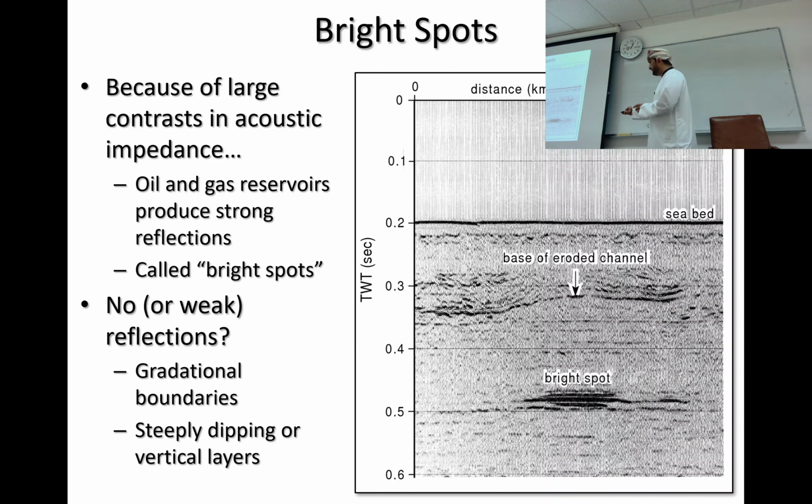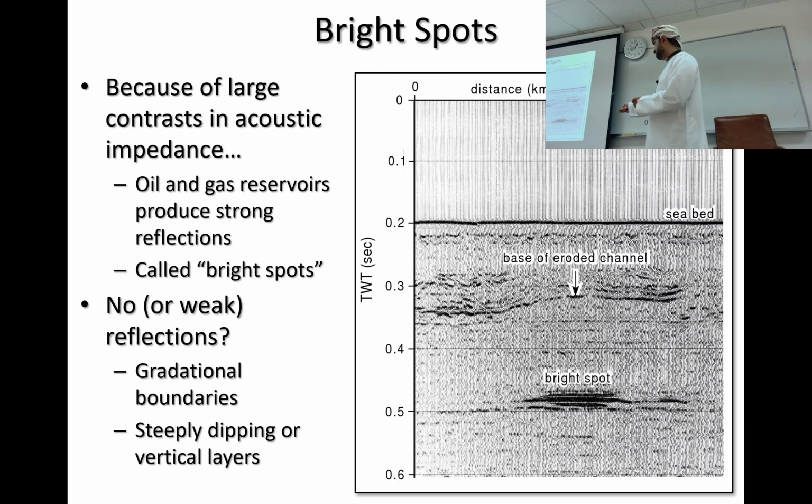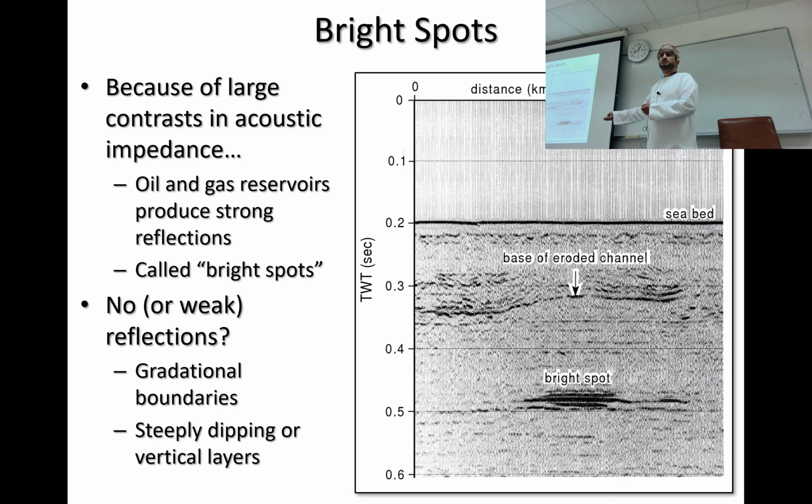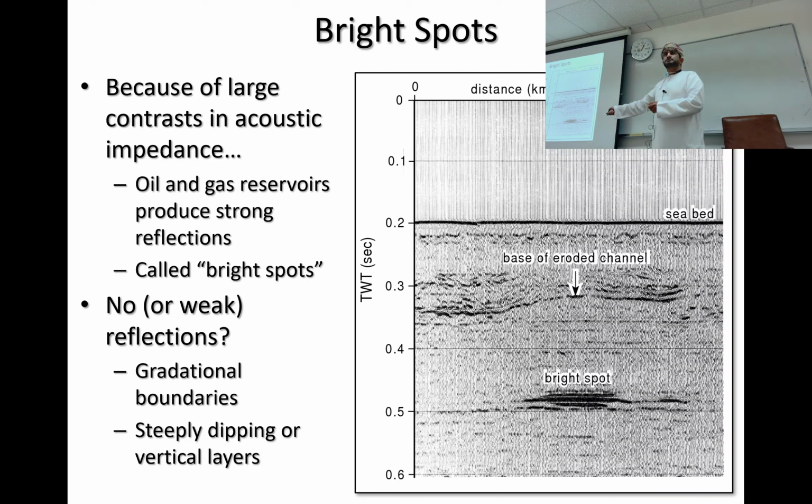Another thing I see is a bright spot. This is a bright spot. This is a gradual stratigraphic change. What I see is my reflectors are dimming, they're dying out. They're so strong, and after some distance, they die out. The amplitude gets to 0. This is called the bright spot.